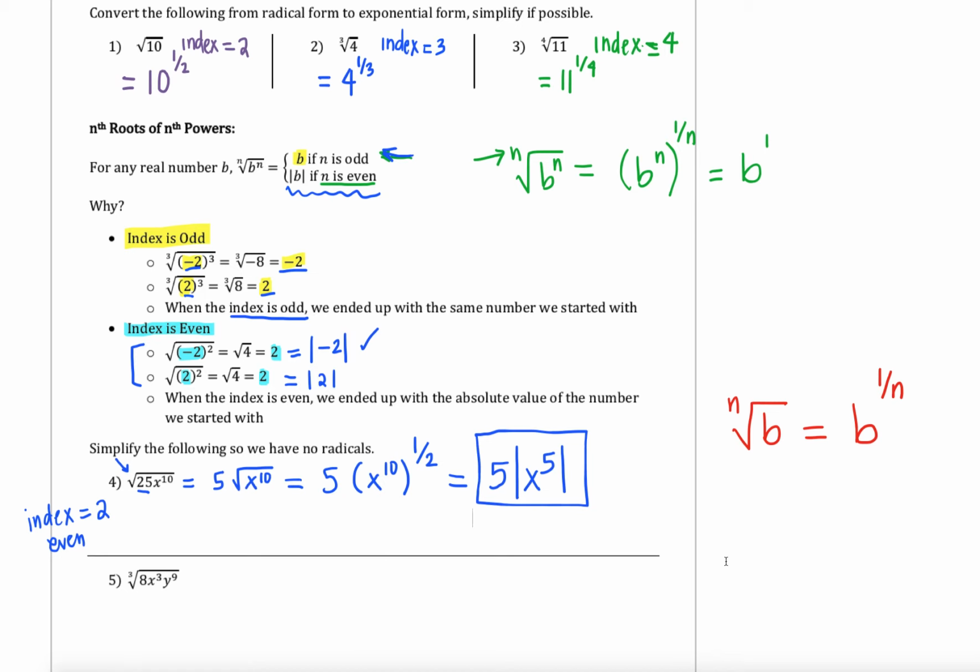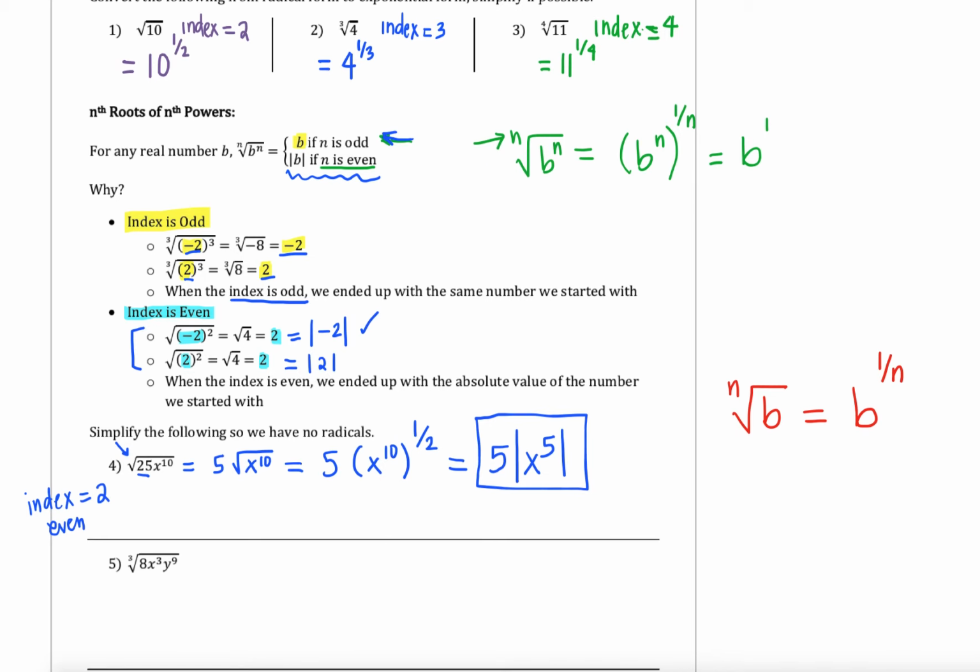Okay, let's look at example 5. We have the cubed root of 8 times x to the 3rd, y to the 9th. Why don't you guys pause the video right now and write down what your index is equal to. So our index in this case is equal to 3. I'm going to point out that that is going to be an odd number. We're going to want to keep that in mind.